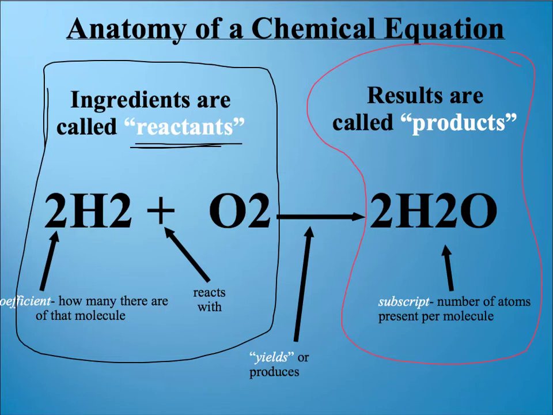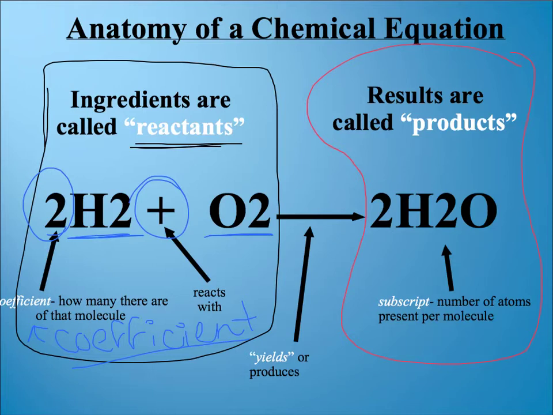Now, there's a couple other terms that we need to make sure we know. One of them down here is coefficient. And here's how you spell that. I know the C got cut off, but it's coefficient, just like this. And the coefficient tells you how many there are of that molecule. So if we look right here at this coefficient, this big number 2, that 2 is telling you that there are 2 H2 molecules. Then there's a plus sign, so plus means that it's reacting with something else. So here this is saying there's 2 H2 molecules reacting with 1 O2 molecule. Because there's no coefficient here, we just assume that it's 1.